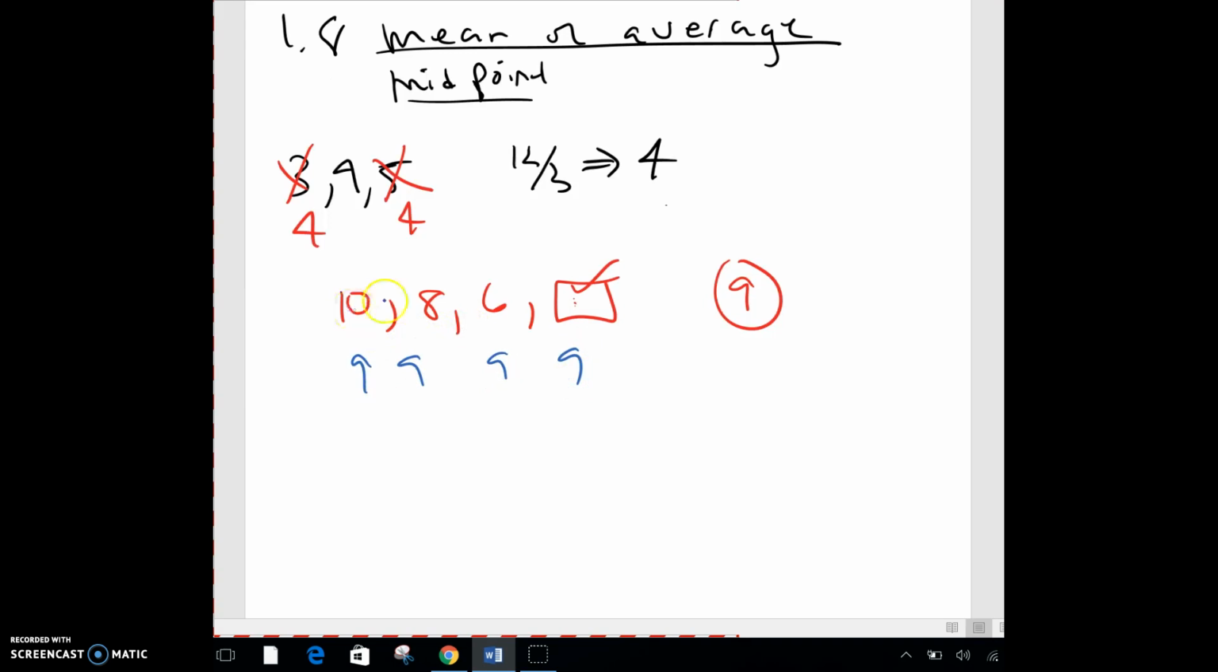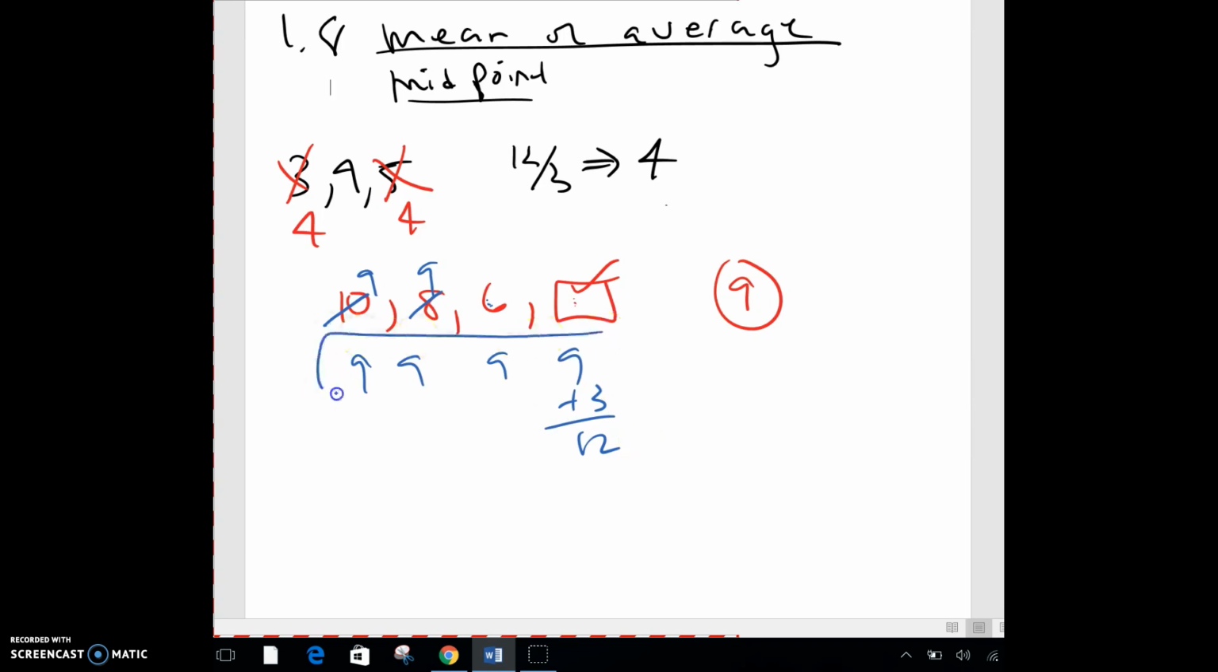So I could steal from the rich, give to the poor. Like, I could steal from that guy and give it to that guy. That means this last test has to have three extra to give to this six to make it a nine. So that means I'd have to get a 12. So unless there's a lot of extra credit, if there's only 10 points total, probably not going to happen.